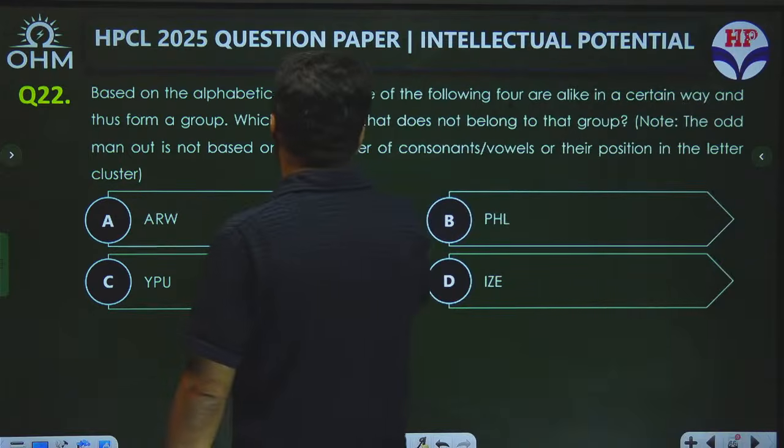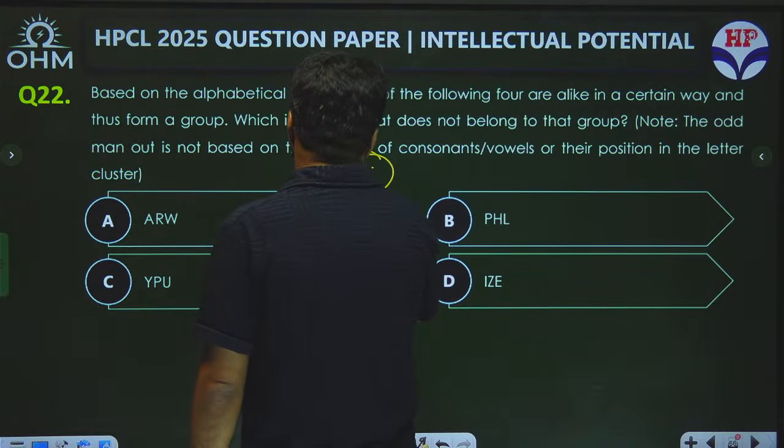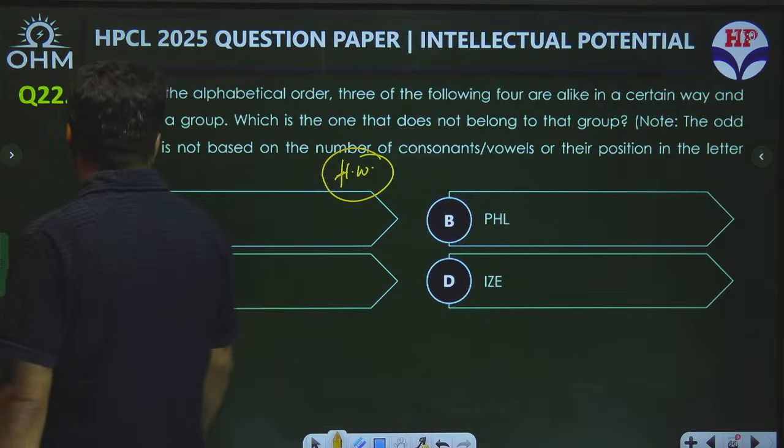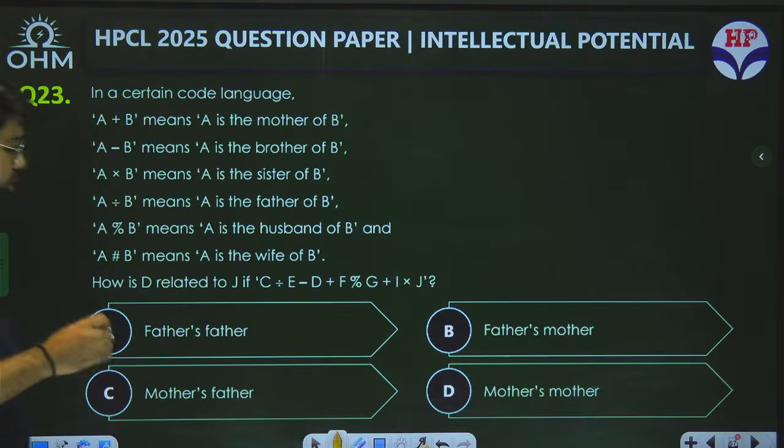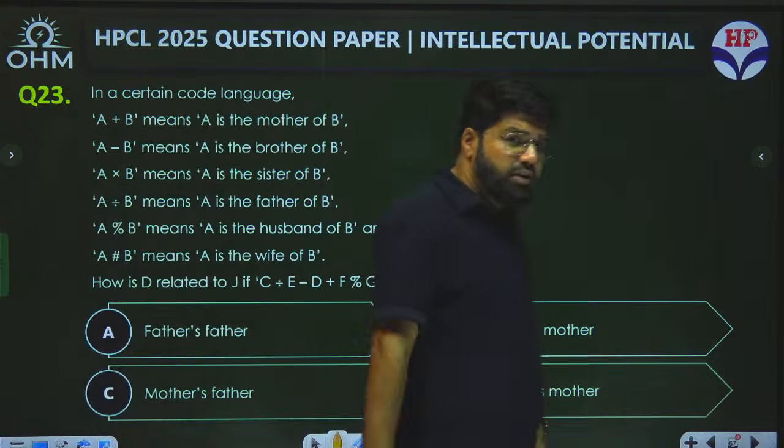Similar odd one out. You can repeat this as homework. You can check this as homework because it's similar. You have to find the pattern and comment. One of them will not follow the pattern as followed by others. Now, blood relations, in the coded form.